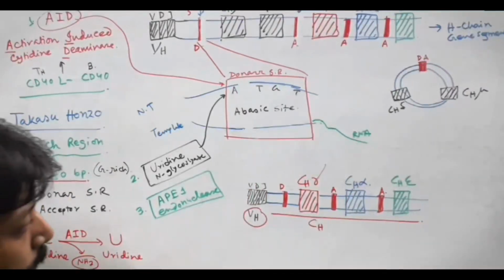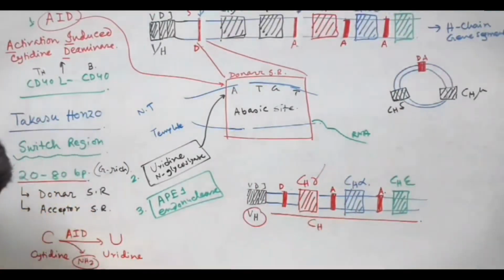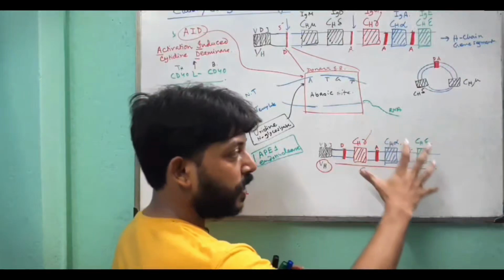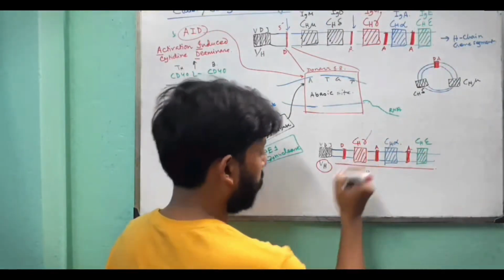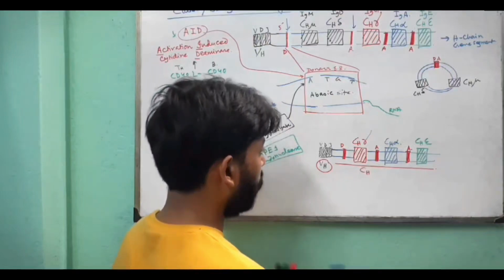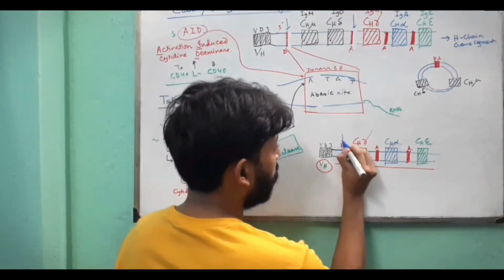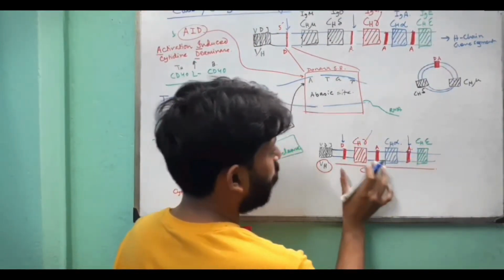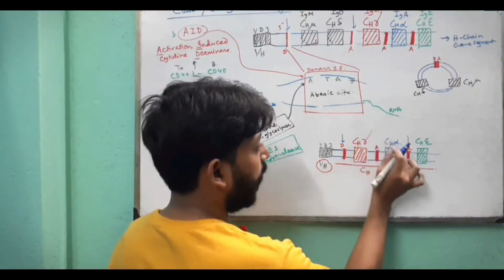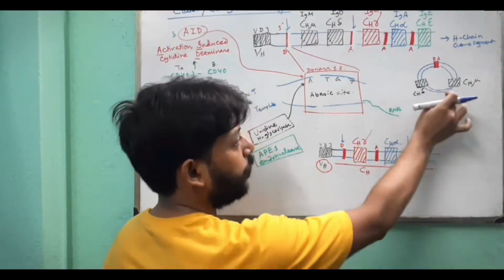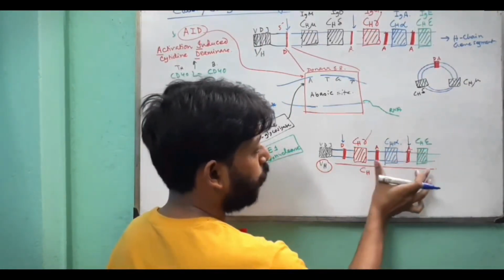Okay, so if there is any class switching and this B cell is producing IgE type of antibody, then a break will occur. This double strand break will occur in this region and in this region. Now this constant heavy gamma and constant heavy alpha region will look like this, and these two regions will join each other.